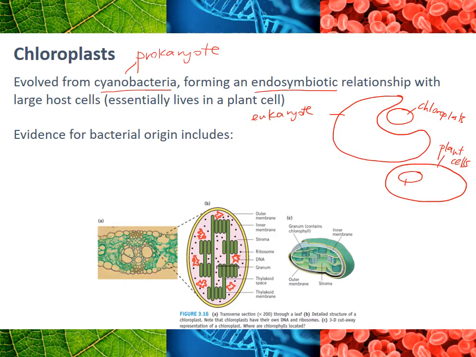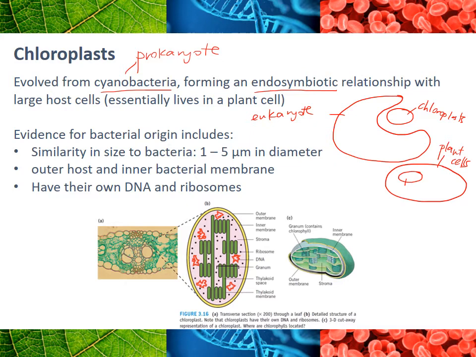The evidence we have that this occurred are the size of chloroplasts. So chloroplasts are quite large organelles, similar in size to small bacteria. They have their two membranes. Okay, so remember, bacterial cells, prokaryotes, have a cell wall and a cell membrane, and chloroplasts have that as well. And they also have their own DNA and ribosomes in them, where most organelles don't have that. Okay, so this is a closer look here at the structure of a chloroplast, which is quite similar in many ways to bacteria. So that is the evidence that chloroplasts evolved from bacteria.